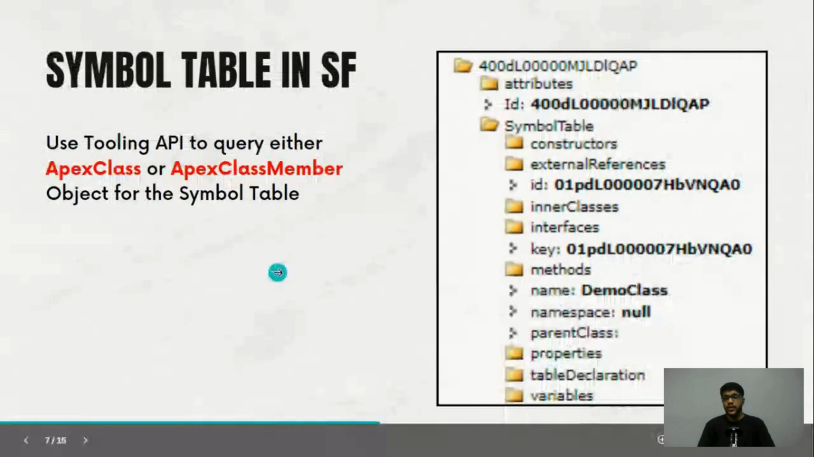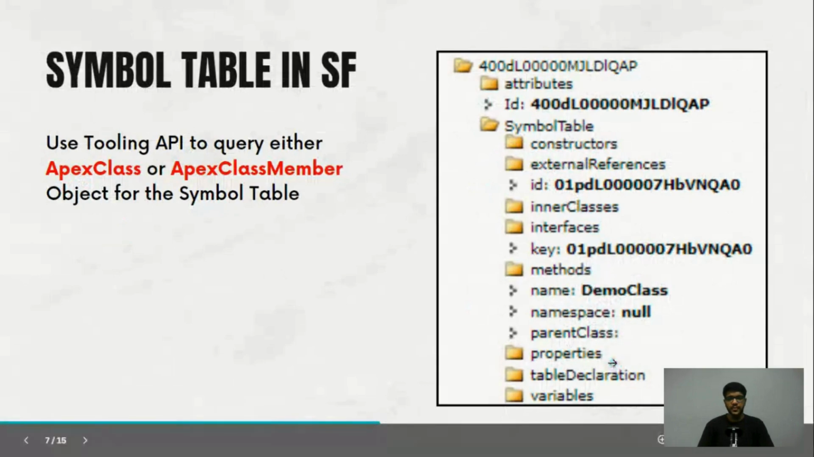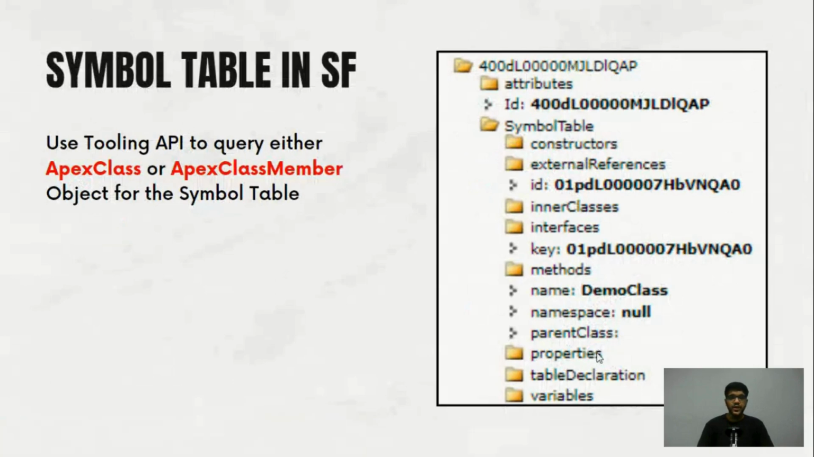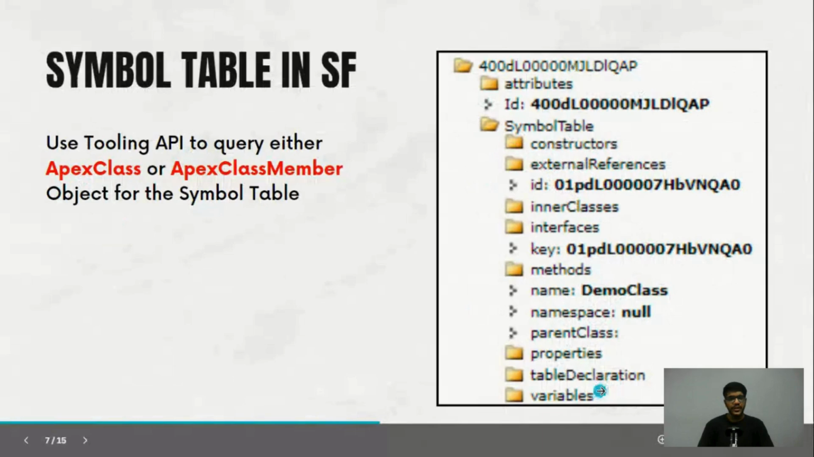You can obtain this symbol table in Salesforce by querying the Apex class or the Apex class member object. Now, as you can see, this is the record for the Apex class member object, where you can get various things in the symbol table, like the constructors, external references, inner classes, and going forward, we have obviously the methods as well as the variables, as you just saw right now. So this is what the symbol table offers, and this is what was being used in Apex Pulse to create the analysis or generate the report.